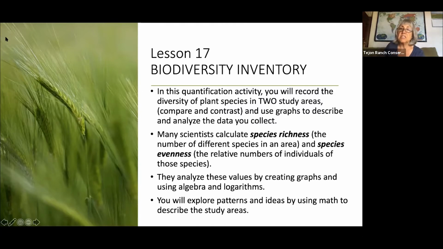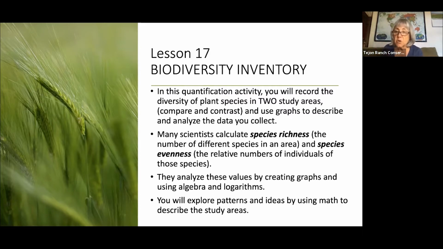Now, there's two concepts I want to talk about. One is called species richness, and the other is species evenness. And so I want you to know that scientists will calculate species richness, that's the number of different species there are in a particular area, and then also the evenness, and that is the number of individuals of each of these species in a particular area. And they analyze these two concepts by creating graphs and by using computer programs and algebra and logarithms to determine the health or the stress of a particular area.